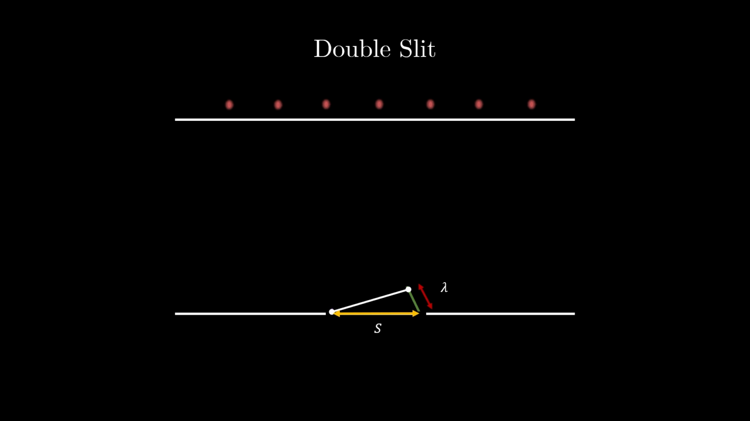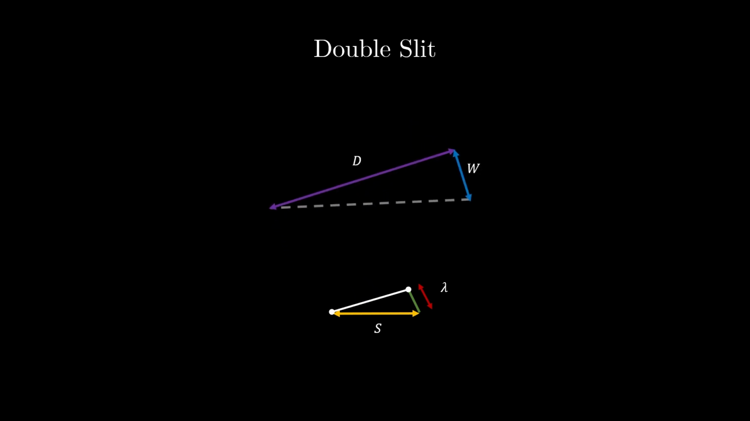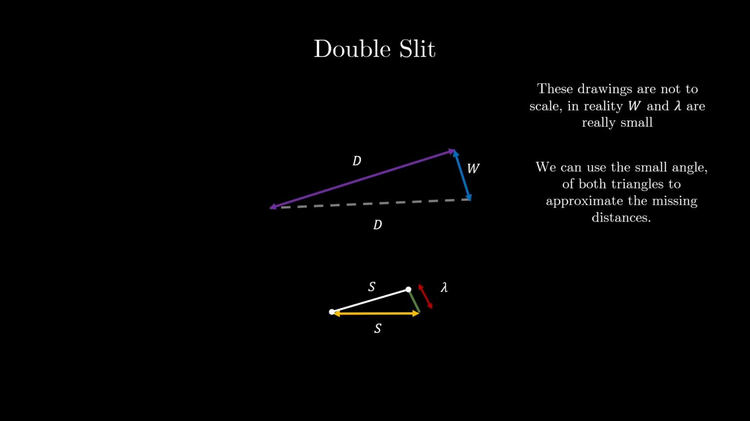We label the slit separation as S, the distance between the slits and the screen as D, and the fringe width as W. This creates another triangle we can analyze. To make progress, we make some reasonable assumptions. In practice, both wavelength and fringe width are very small, especially when working with light. We assume the triangles are approximately isosceles, allowing us to complete the missing sides. We assume the triangles are nearly right-angled, and we assume the triangles are similar.